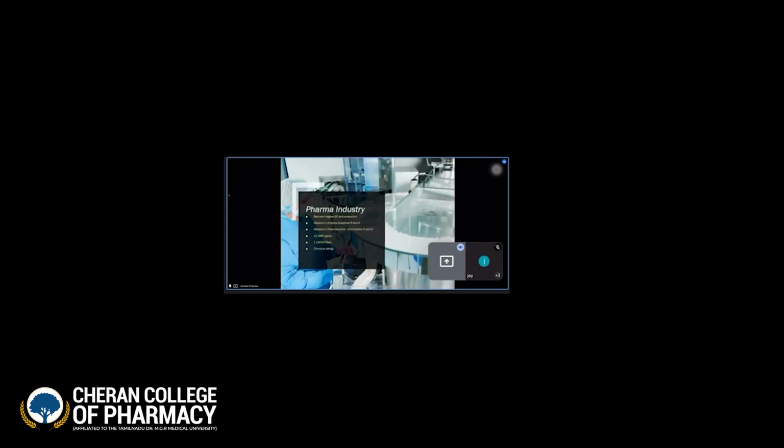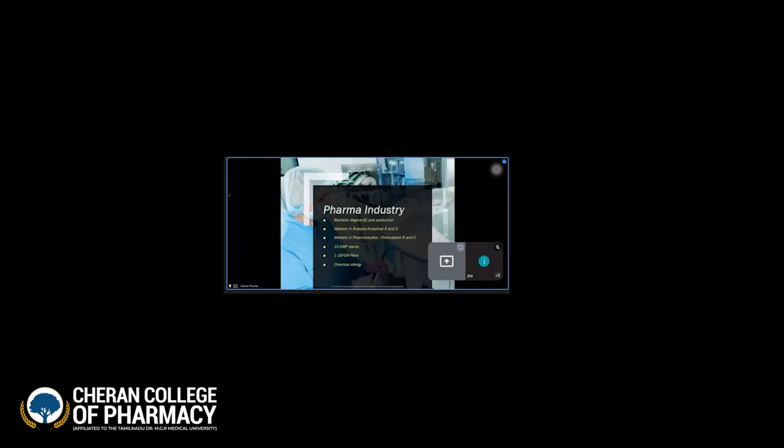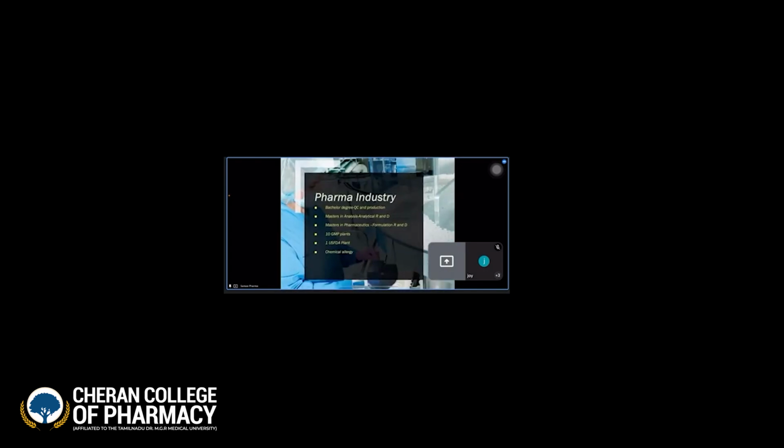So the third sector is the pharma industry. As I mentioned, yes, here we do have pharma industries in UAE. Most people don't know that. Even I, when I was new to Dubai, was wondering whether we have pharma industries in Dubai. Yes, we do. In UAE, we have more than 11 plants.